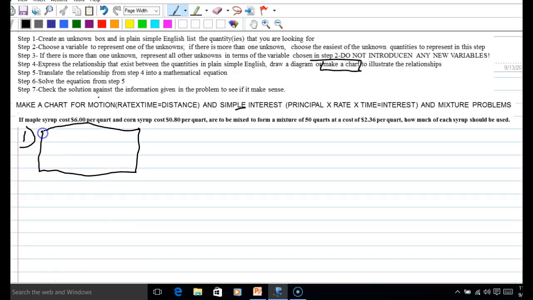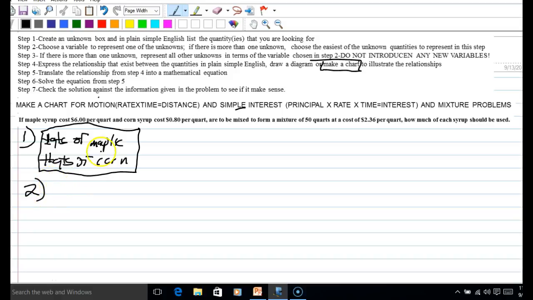So again, I'm going to begin with an unknown box. And in plain, simple English, I'm going to describe the two quantities that I'm looking for. Well, it's very simple here. I need to know the number of quarts of maple syrup that I'm going to use in this mixture and the number of quarts of corn syrup. And again, here in step 1, no variables, no numbers. Just simply in plain English, write or list the quantities that you're looking for.